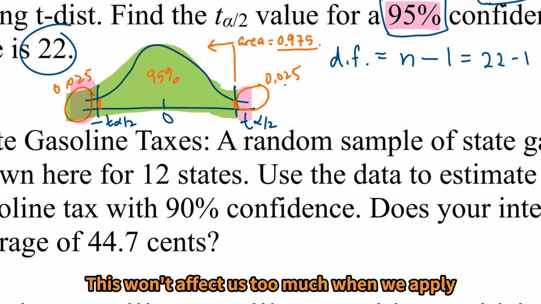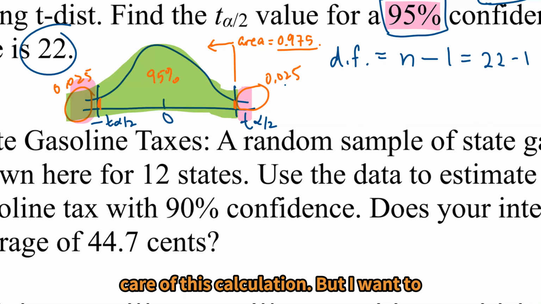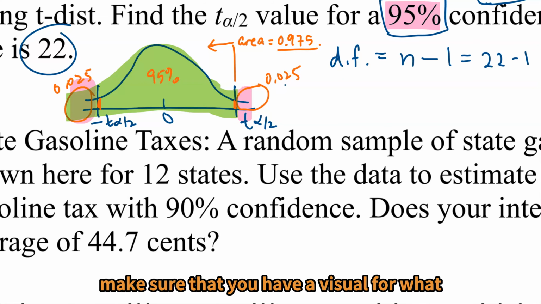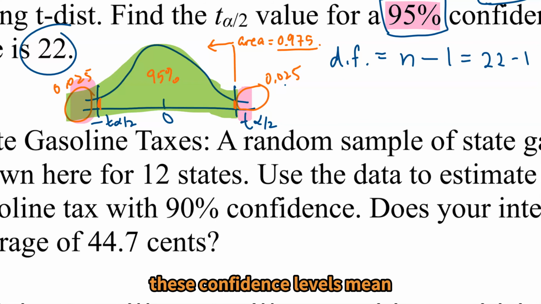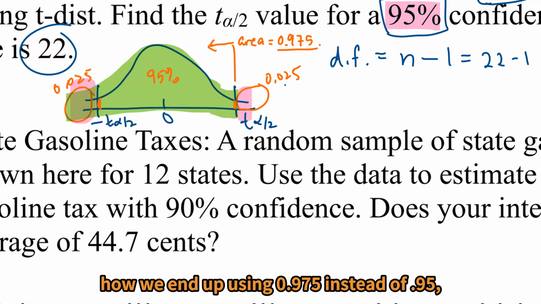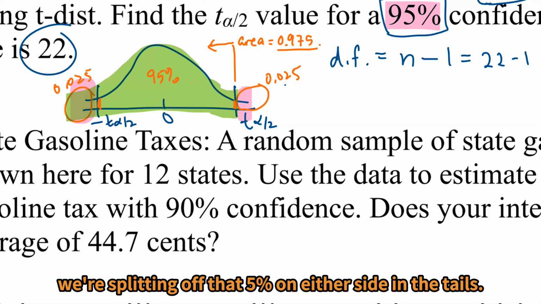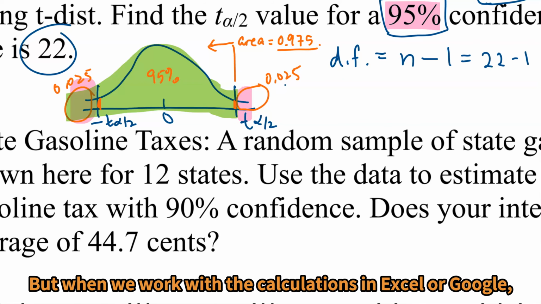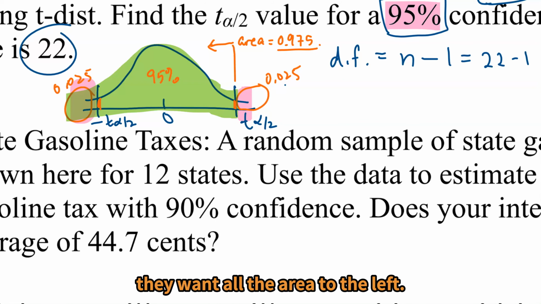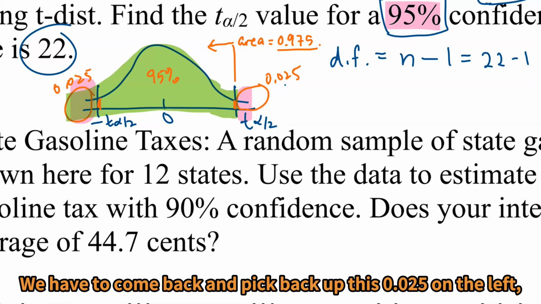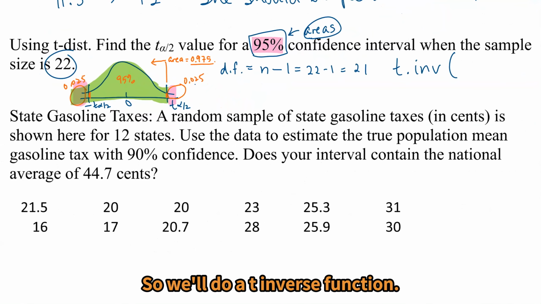Now this won't affect us too much when we apply the template because the template will take care of this calculation, but I want to make sure that you have a visual for what these confidence levels mean in relation to the distribution, how we end up using the 0.975 instead of 0.95. We're splitting off that 5% on either side in the tails, but when we work with the calculations in Excel or Google, they want all the area to the left. So we have to come back and pick back up this 0.025 on the left, add it in to get the right value. So we'll do a t-inverse function.